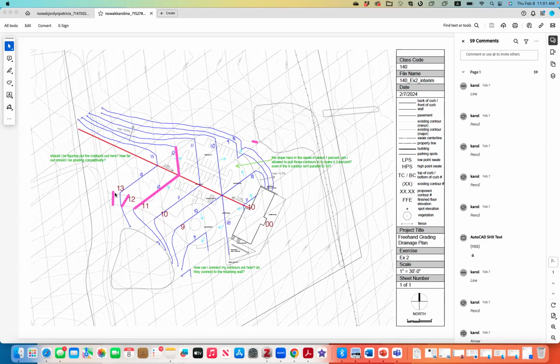So 13 doesn't need to move. 12 needs to go back to the 12 over here. It's actually pretty close to 12, original 12. Original 12 is right there.